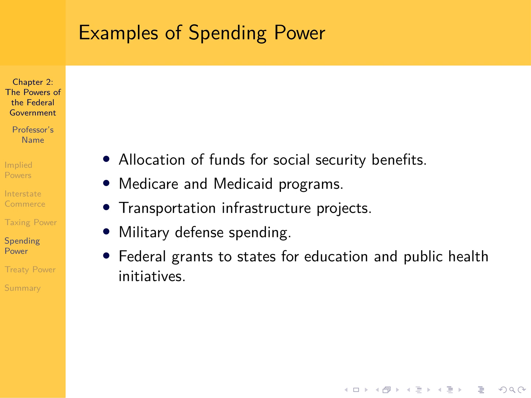Military defense spending is also a major focus, with a substantial portion of the budget dedicated to safeguarding national security interests. Lastly, federal grants to states for education and public health initiatives empower states to address key priorities like improving school infrastructure and tackling public health challenges, showcasing how the federal government leverages its spending power to promote social welfare and community well-being.